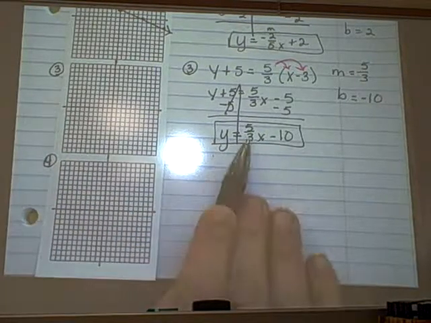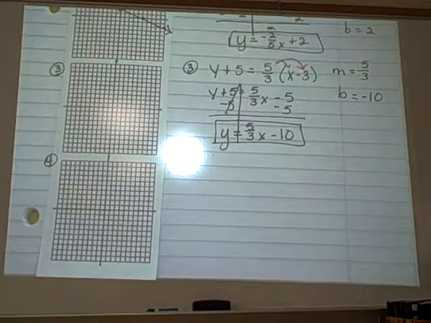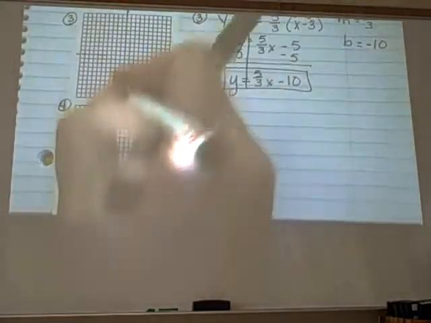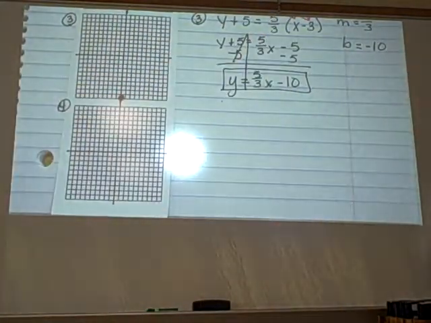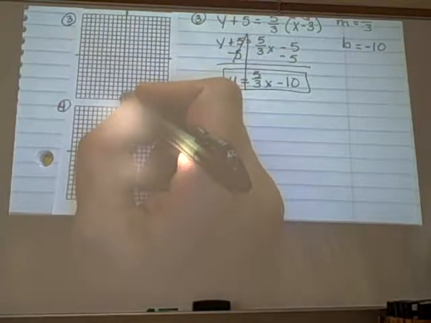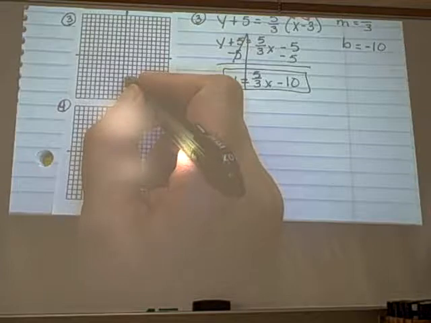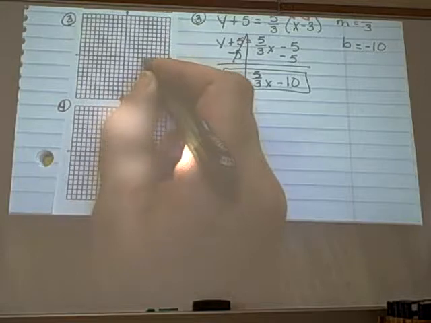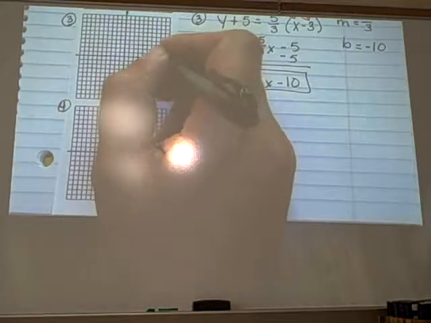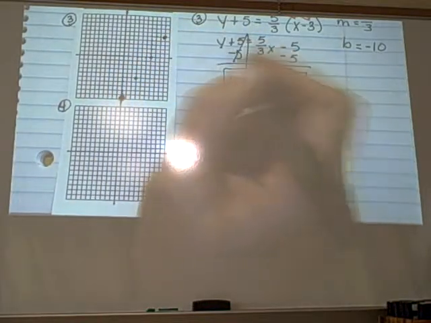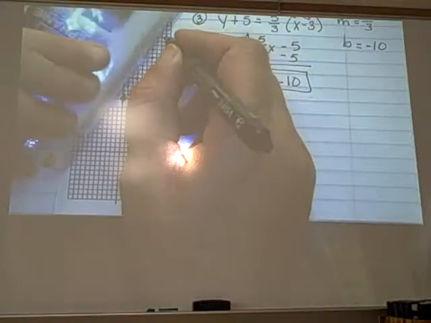Y equals mx plus b. Okay, so b is negative 10. It crosses way down at the negative 10, the bottom. Way down here. And then, so I'm going to have to do the up and over. I can't go down. There's not enough graph to go down. So I'm going to have to start there and go up 5 over 3. Up 5 over 3. And that's about all you can do is those 3, because you're going to run out of room.